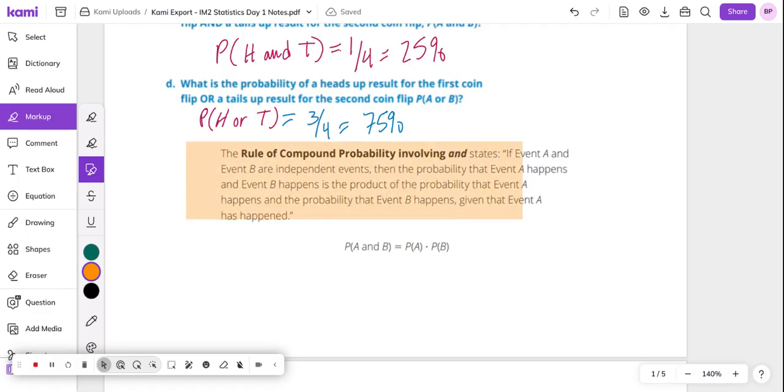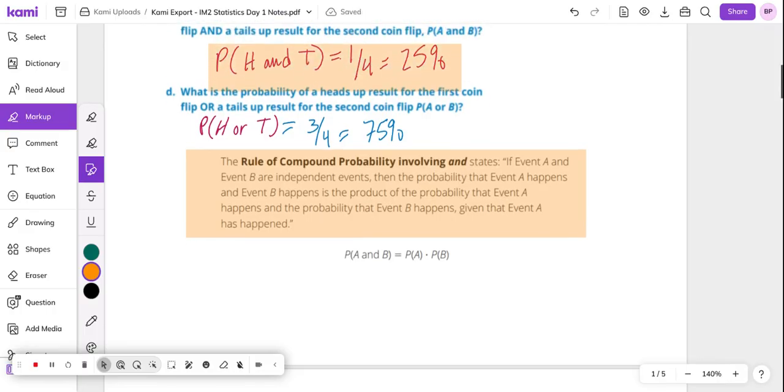All right, so our first big concept here for probability. This is what's called the rule of compound probability with AND. So that states if event A and event B are independent events, meaning that the second flip was completely independent from the first flip, it was not affected by the result of the first flip, then the probability that event A happens and event B happens is the product. So basically you're just going to multiply. And we can test this because check it out.